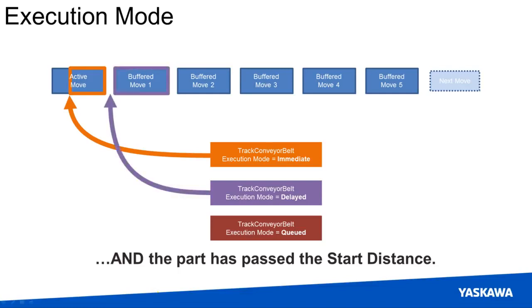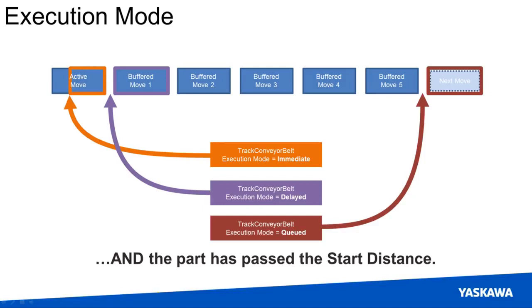Delayed will actually start as soon as the active move is finished. Then the MC track conveyor belt superimposing will begin before the next buffered move is started. That's delayed. And the last is queued. What that means is it puts it at the end of the stack. So it goes after the last buffered move and will start before the next move that is put onto the motion queue.